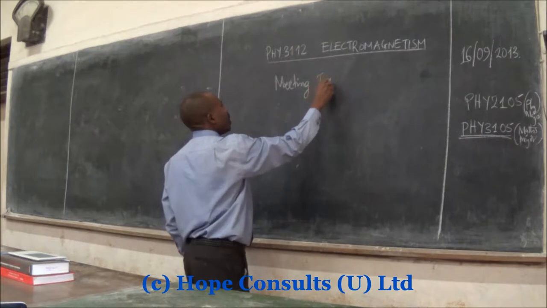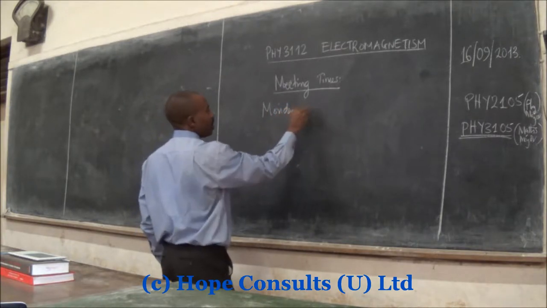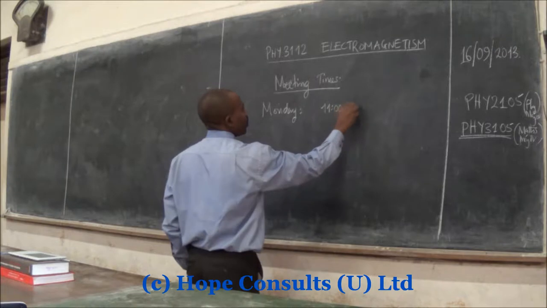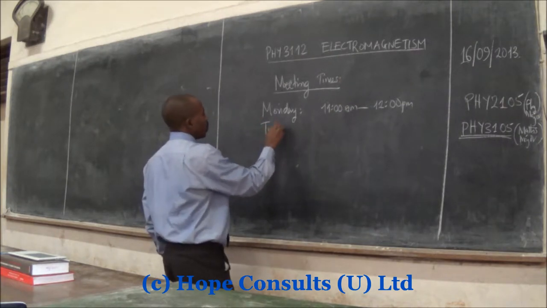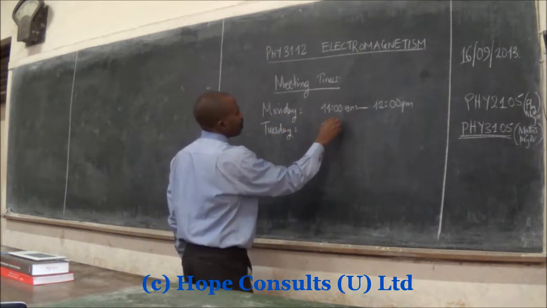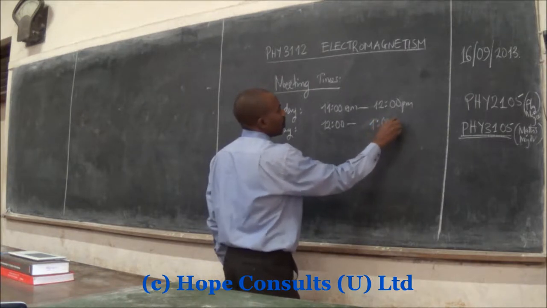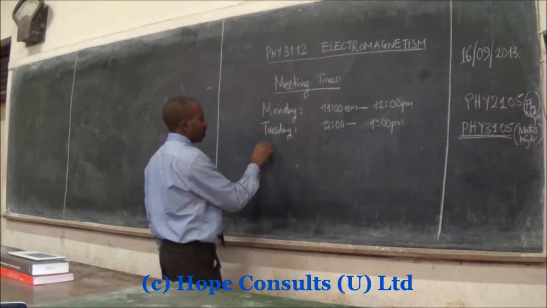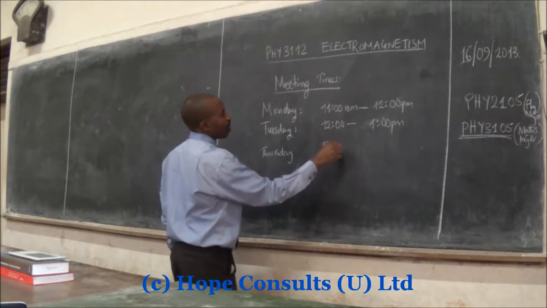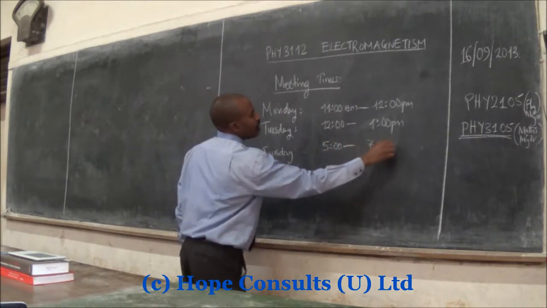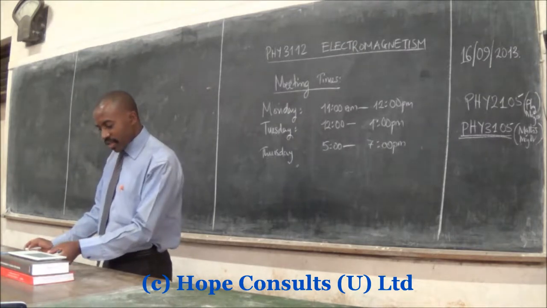So the meeting times are today, Monday from 11 a.m. to 12 p.m., tomorrow towards lunch, and then on Thursday from 5 p.m. to 7 p.m. The time hasn't changed from last year's schedule, and I can ask for permission from you.